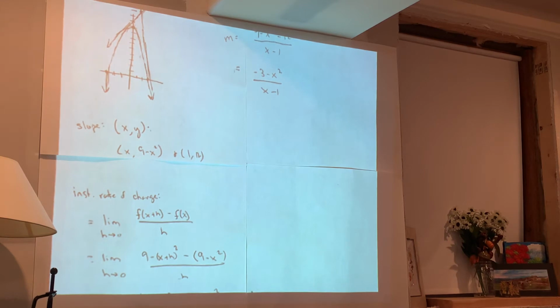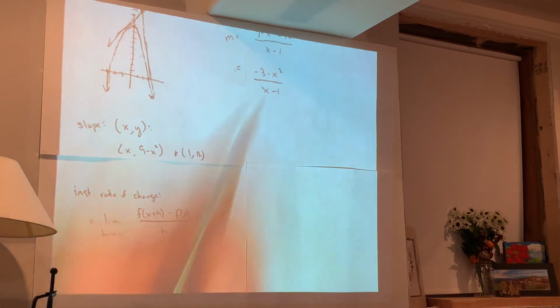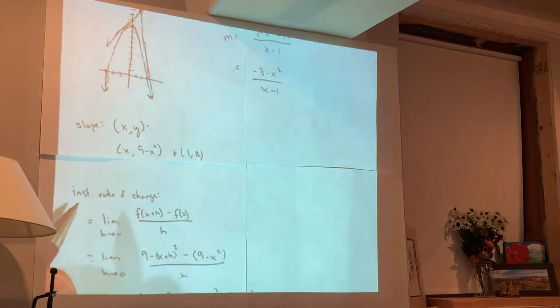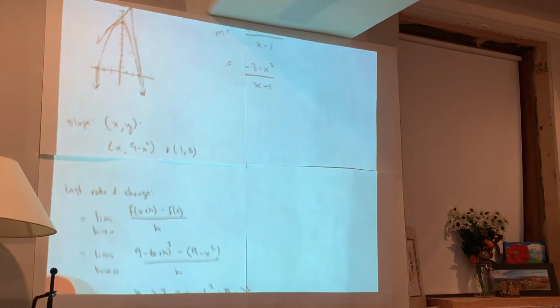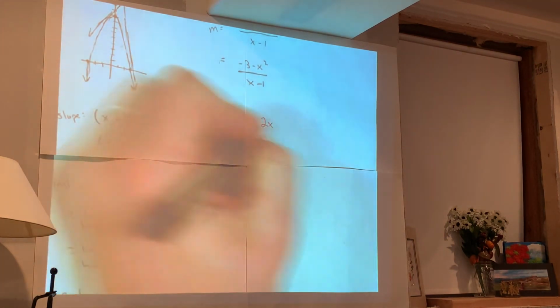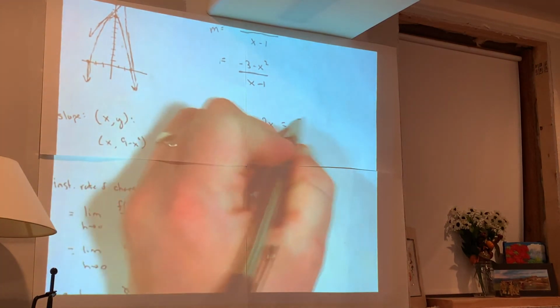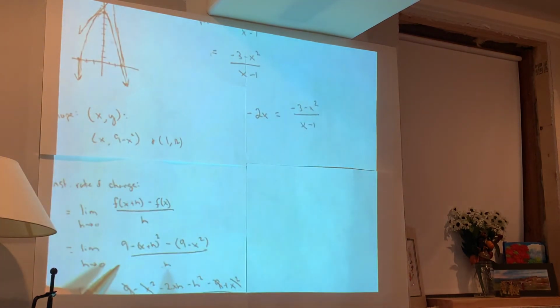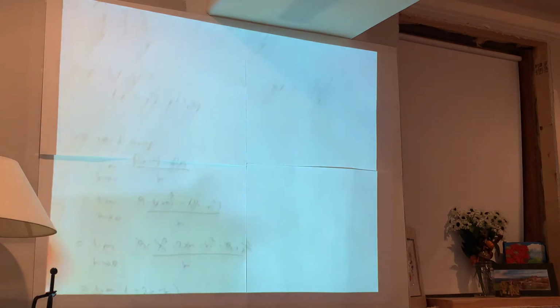And so I want to know, when is my tangent slope equal to the slope from any point to the point (1, 12)? Okay, so I'm going to go ahead now and set each of those equal. So negative 2x, where is that equal to (-3 - x²)/(x - 1)? We can solve this equation relatively easily.